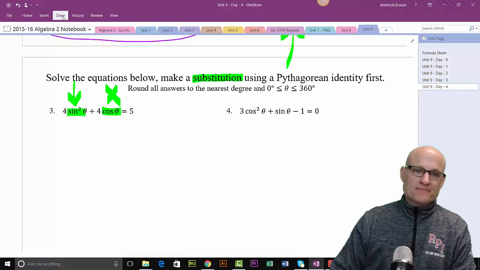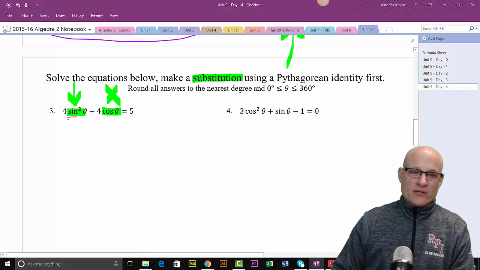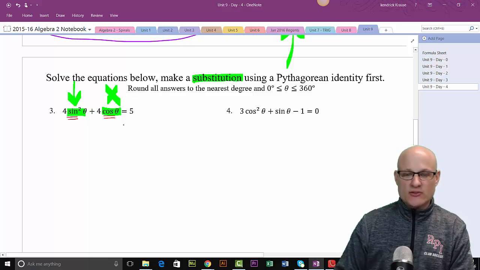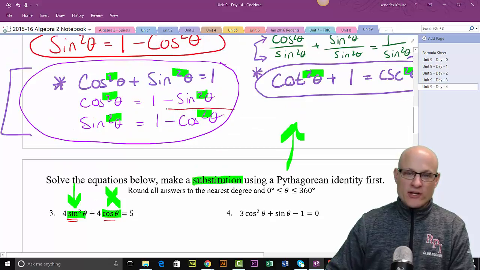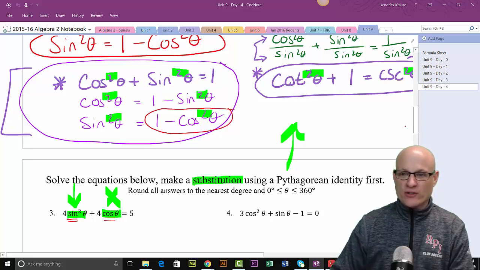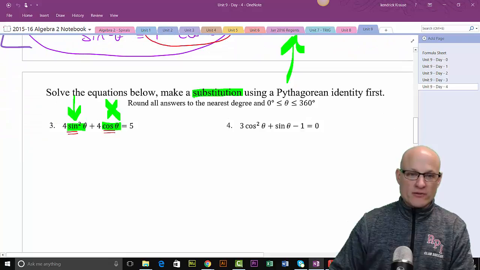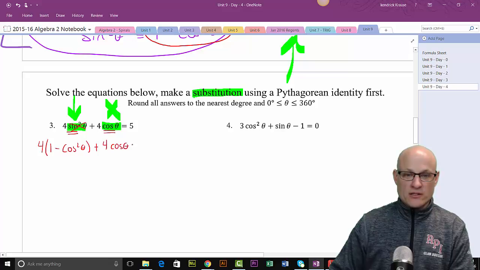So here's what I got. I've got a sine squared that I have to replace. I want to replace it with something that will give me something with just cosine. So I come up here and I say, okay, what is sine squared really equal to? Oh, sine squared is really equal to this, 1 minus cosine squared. So, okay, I'm going to get rid of this. And I'm going to say, okay, that's really 4 times 1 minus cosine squared theta plus 4 cosine theta equals 5. I just replaced that with what it was equal to.